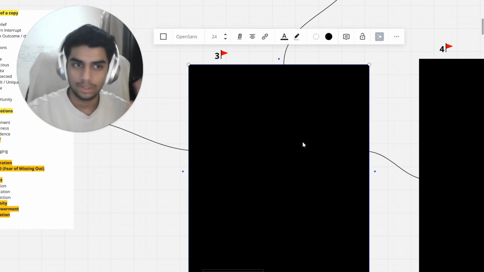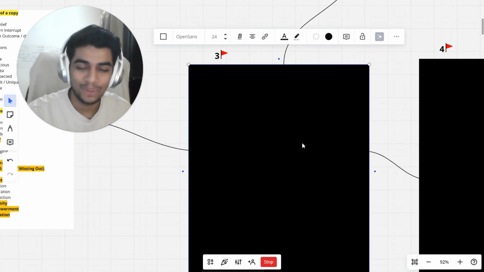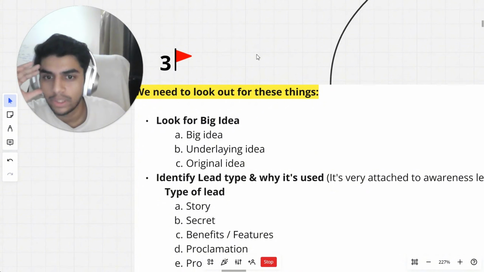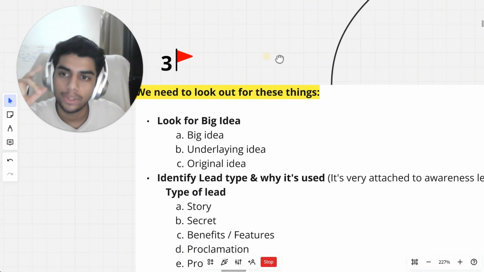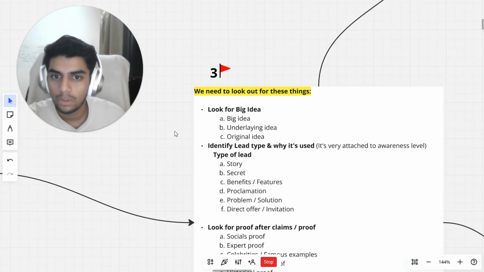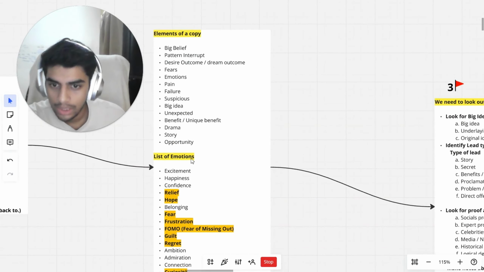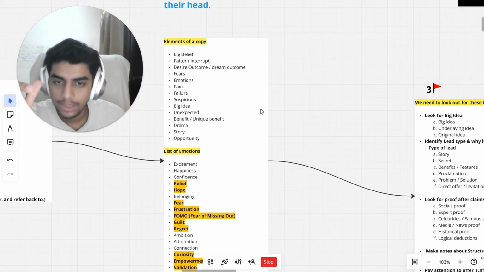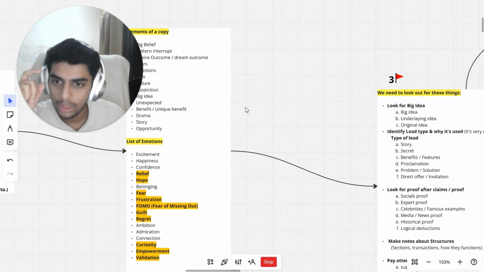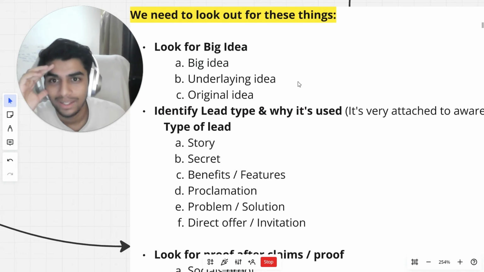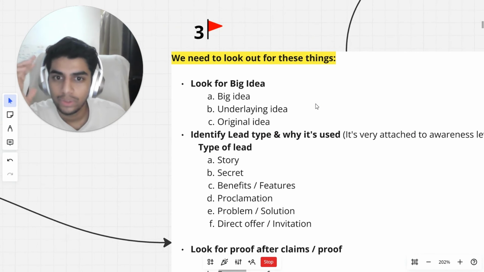So I hope it doesn't get too long. All right, so what do you need to look out for when you are breaking down a copy? That's very important. First of all, these things that you see here, those are here again. So that's why I said to please write it down. It's going to help you. You are going to refer back to it. All right, we need to look out for these things.